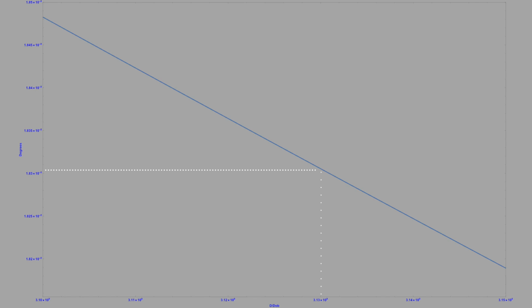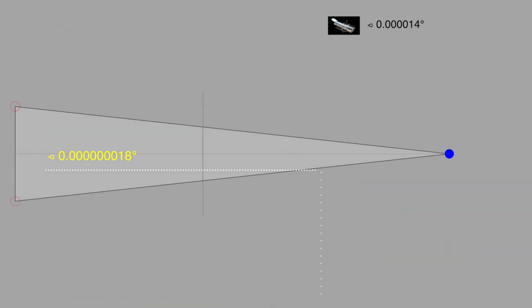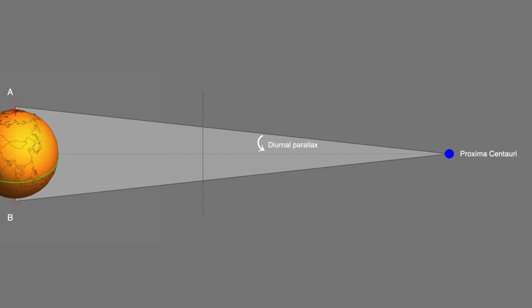For this ratio, we find an angle of 0.0000000018 degree. This angle is even smaller than the angular resolution of the Hubble telescope. The diurnal parallax of Proxima Centauri is half this angle, 0.0000000009 degree. This is negligible. The lines of view from any two positions on Earth are practically parallel. Any two observers will have the same view of the arrangement of stars in the sky.